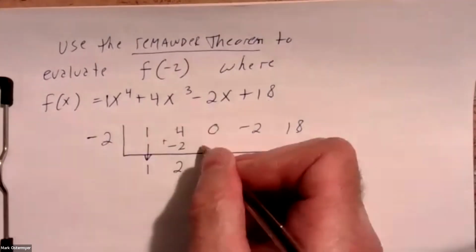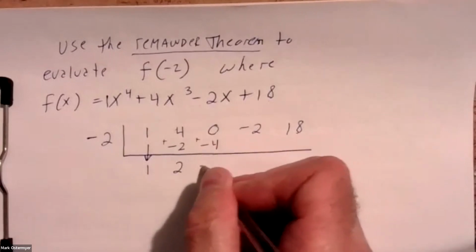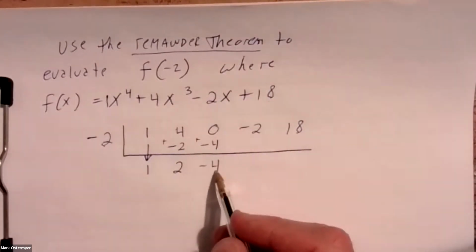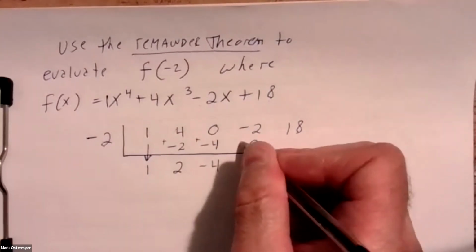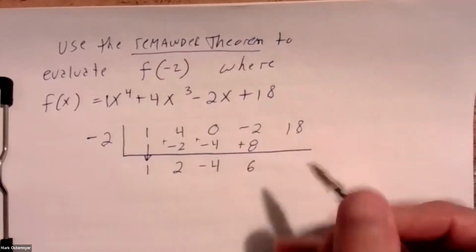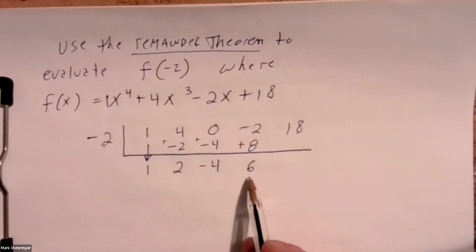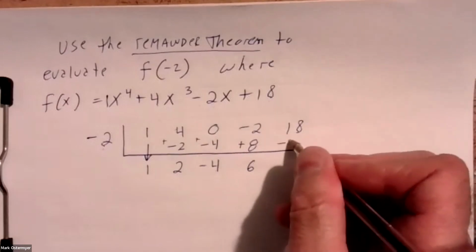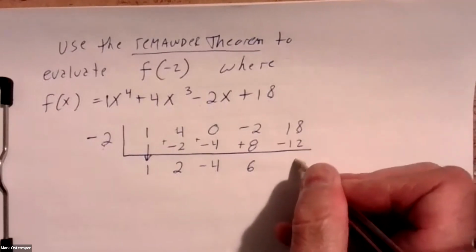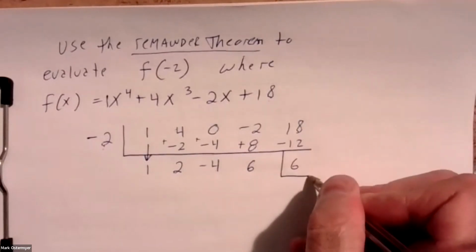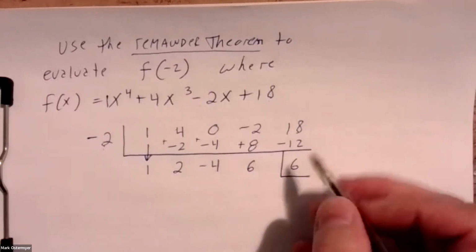Negative 2 times 2 is negative 4. Bring the number up, add, you get negative 4. Negative 2 times negative 4 is positive 8. Bring the number up, add, you get 6. Negative 2 times 6 is negative 12. Bring the number up, add, and you get 6. And that's your remainder. So what's the significance of 6?